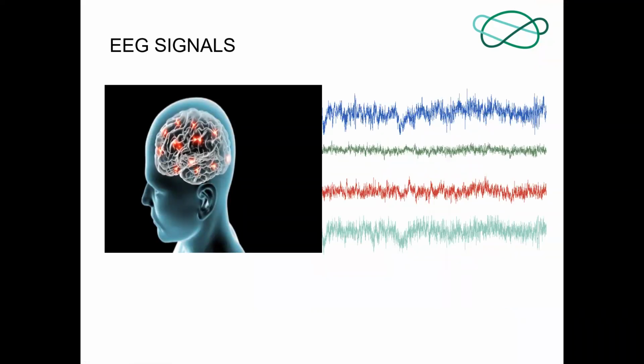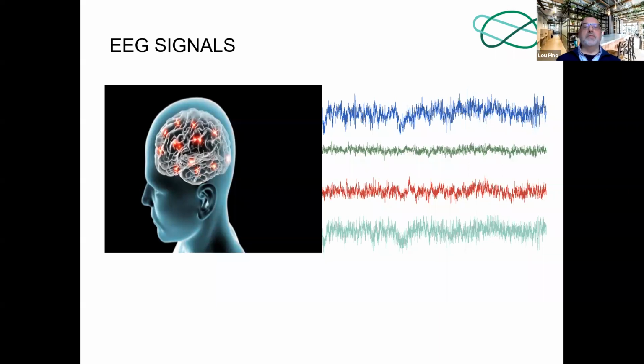Okay, so here are some examples of EEG signals. I'm going to provide some background on how the brain generates these signals before I get into the DSP part of my talk.